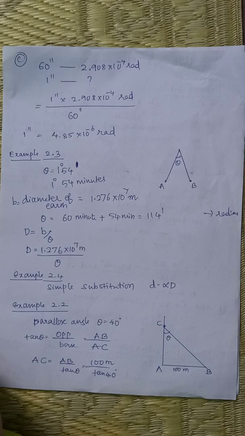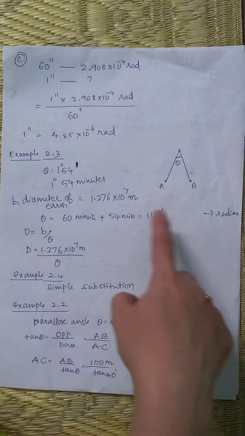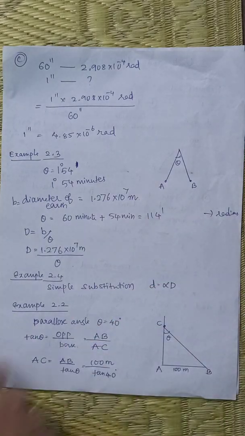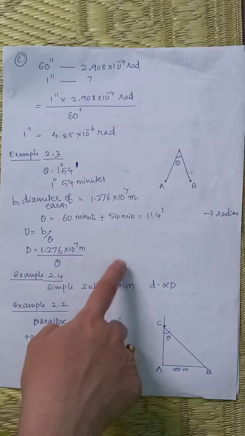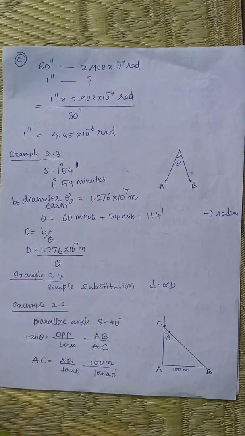Just now you saw what 1 minute corresponds to in radians, and you multiply by that many radians. So just calculate and find the answer. In the same way, we have example 2.4.